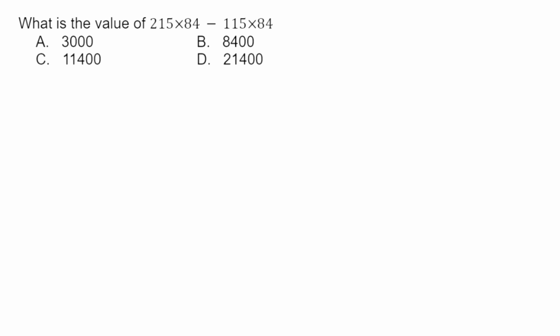Okay, so we have here 215, I will use this one for multiplication, times 84 minus 115 times 84. As you can see here, this is also again an application of factoring. So how, sir? Now, is there a common factor here, a common number? Yes. What's that? It's 84, right? So let's just use our technique.